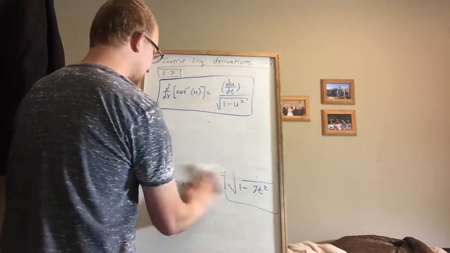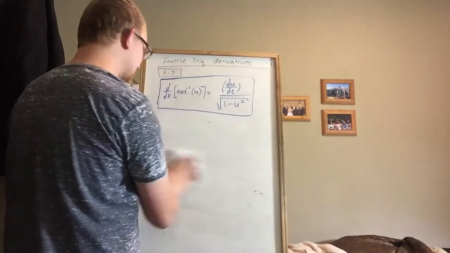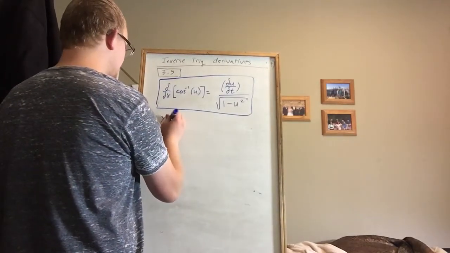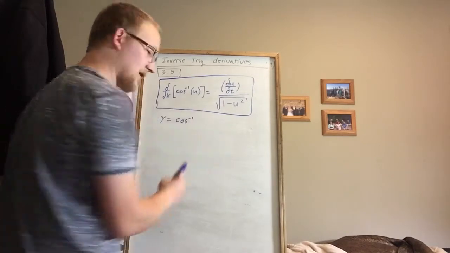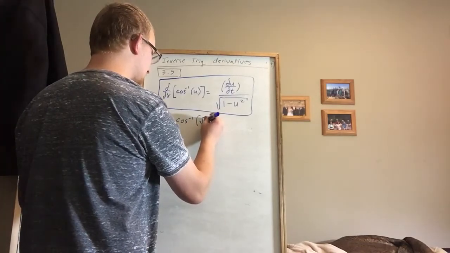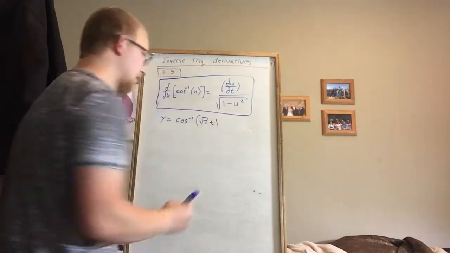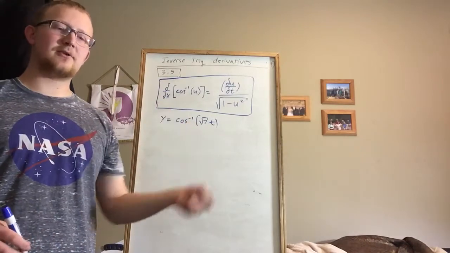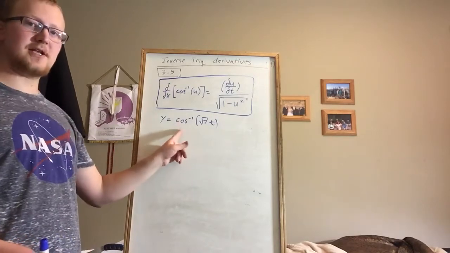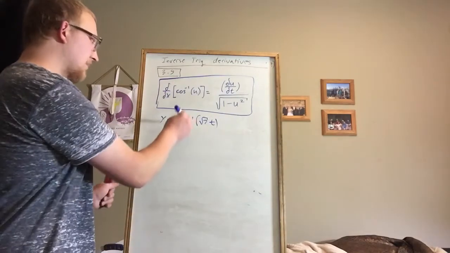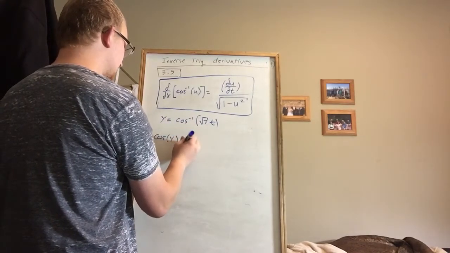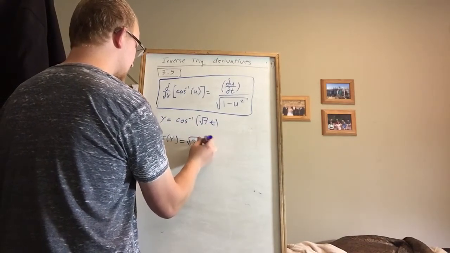So we're no longer using this identity up here, and we have the same problem. It's y equals arc cosine of root 7 times t. We know how to take the derivatives of sines and cosines, but not of arc sines and arc cosines. So we can change an arc cosine into a cosine by moving it to the other side. So cosine of y equals root 7 times t.